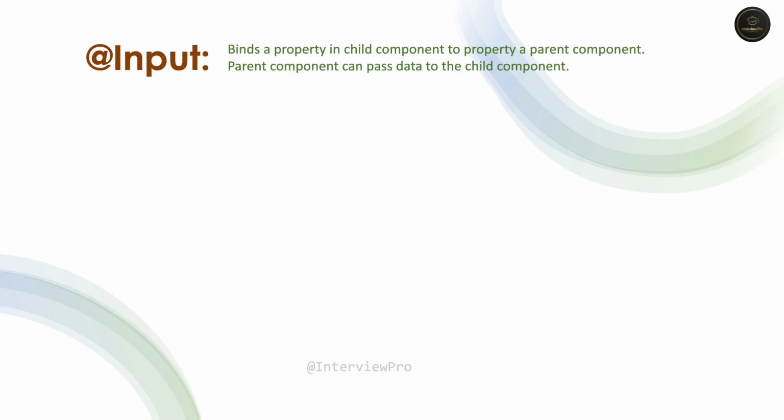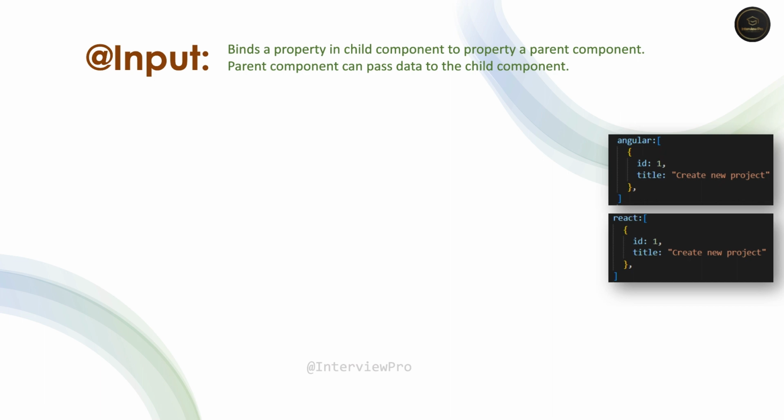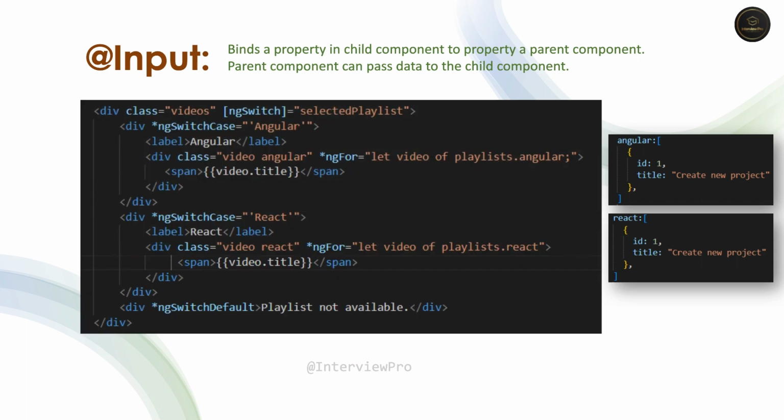In this video, let's learn a technique to pass data from parent to child component. In the last few videos, we were using a component called videos, where we had a playlists object with two arrays, Angular and React, which had similar data. Each item is an object with ID and title properties. In HTML, we used a for loop to display the video titles.